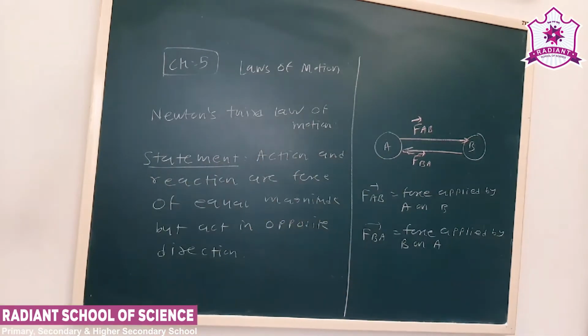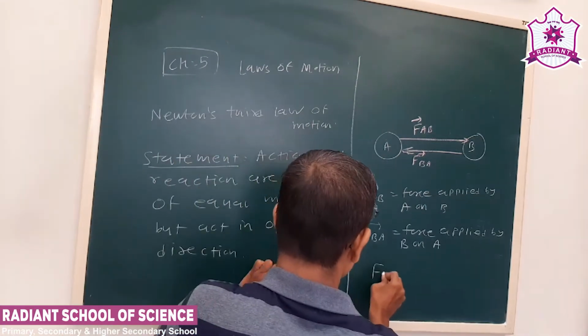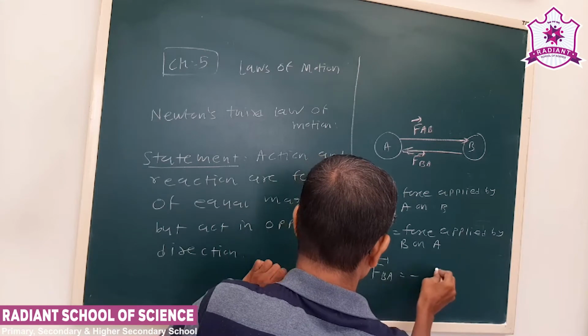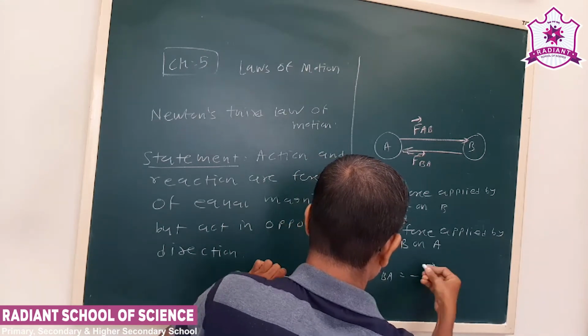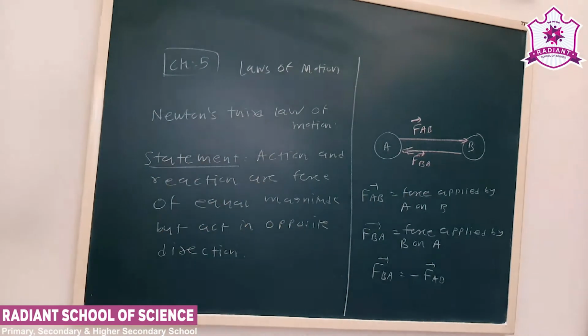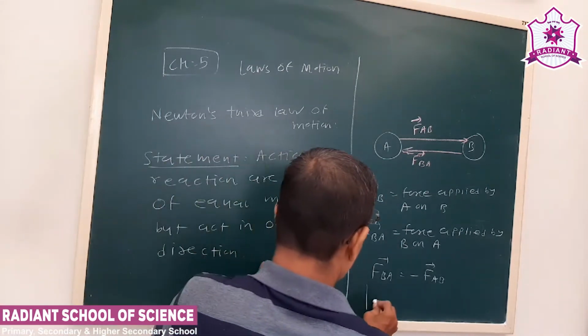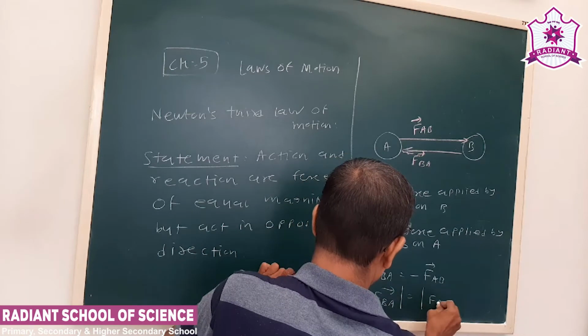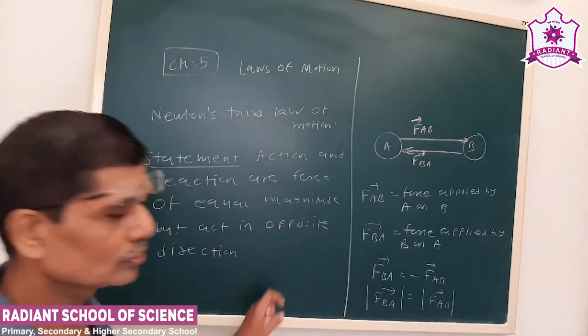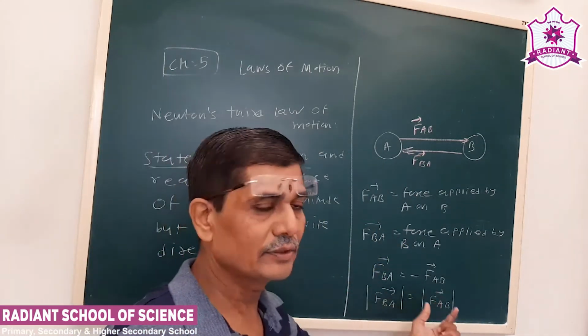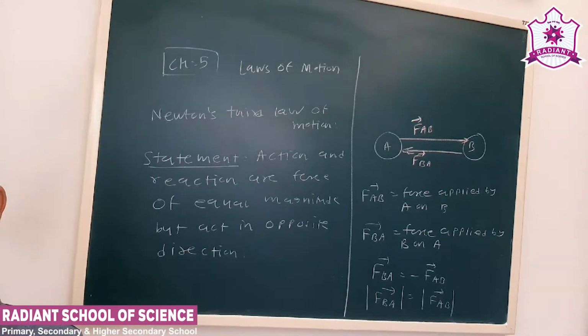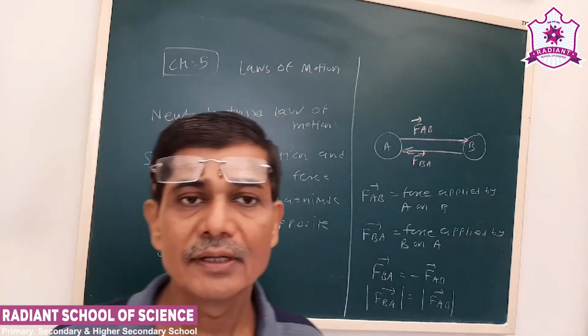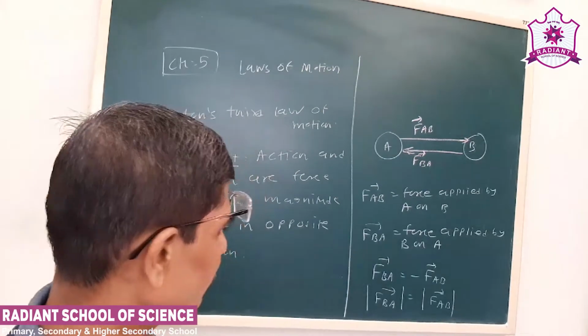Okay, by the third law, FBA, the negative sign shows it is in mutually opposite direction. But if I talk of the magnitude, it will be equal. So the magnitude of these two forces, FAB and FBA, will be equal. This will be of equal magnitude and in opposite direction.